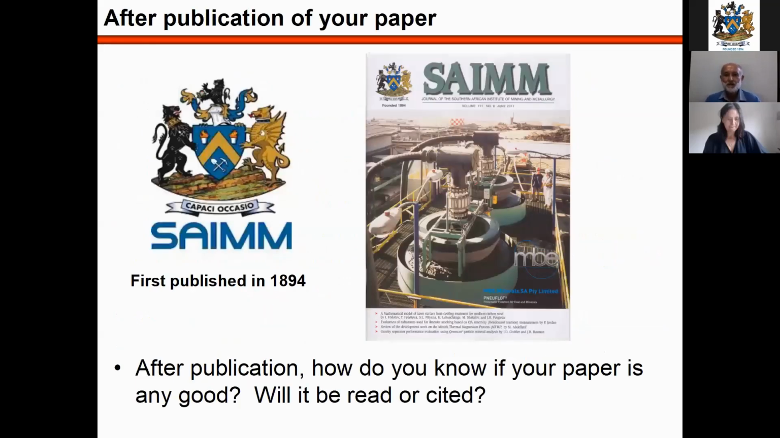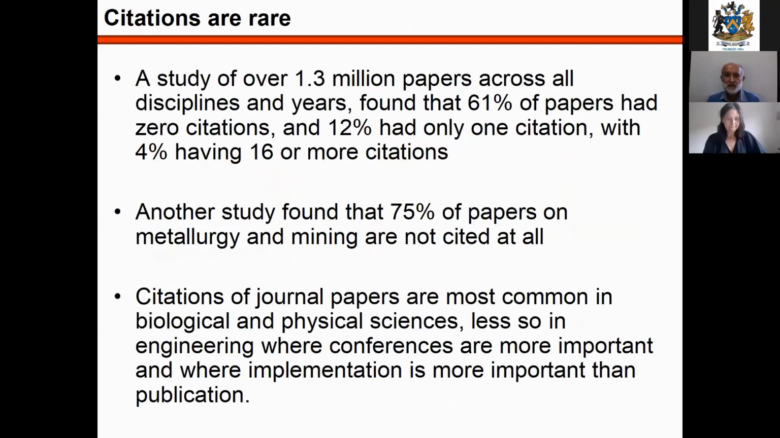Now, after your paper has been published, how do you know if your paper is any good? Will it even be read or cited by anyone? Citations are in fact rather rare. There was a study done of over 1.3 million papers across all disciplines and years, and they found that 61% of papers had 0 citations. It's a bit depressing. And 12% had only 1 citation, with 4% having 16 or more citations. Another study found that 75% of papers on metallurgy and mining are not cited at all.